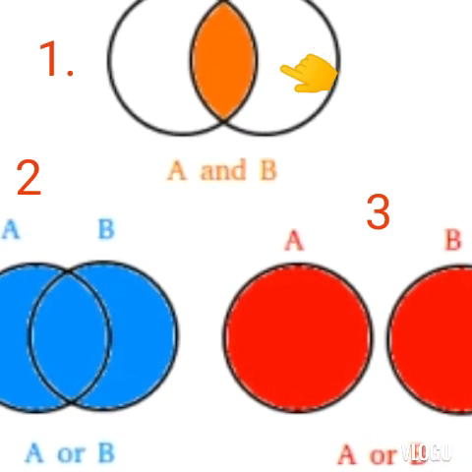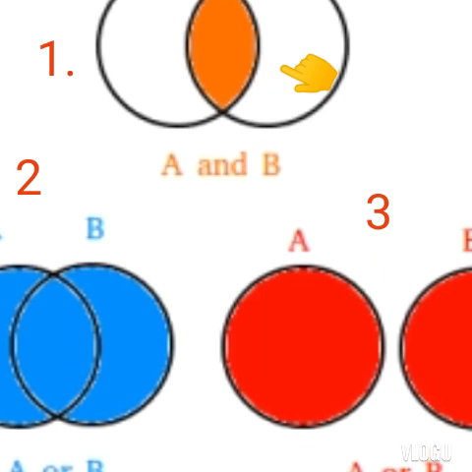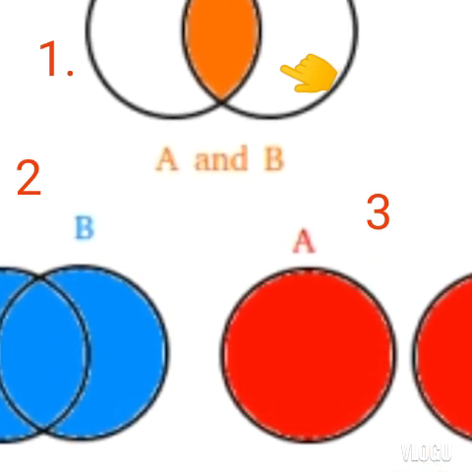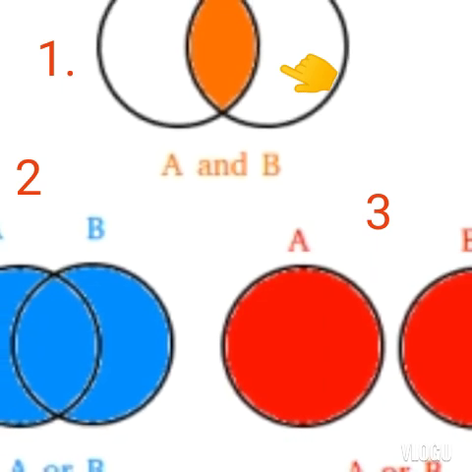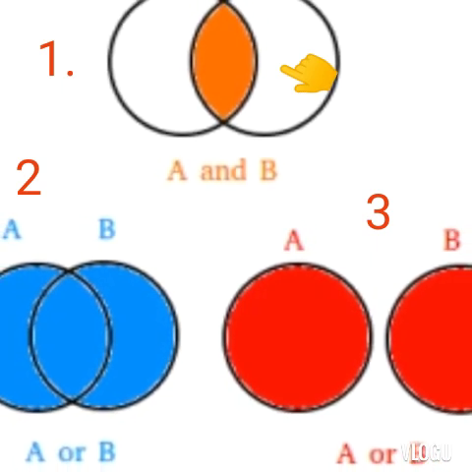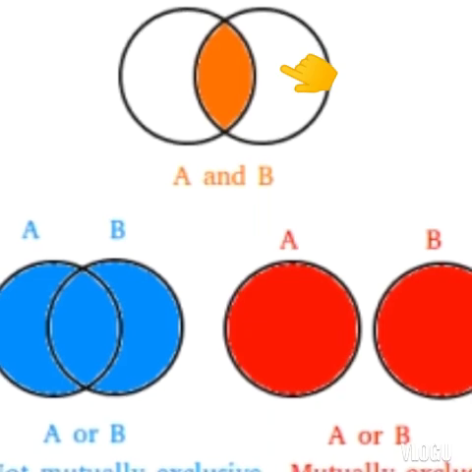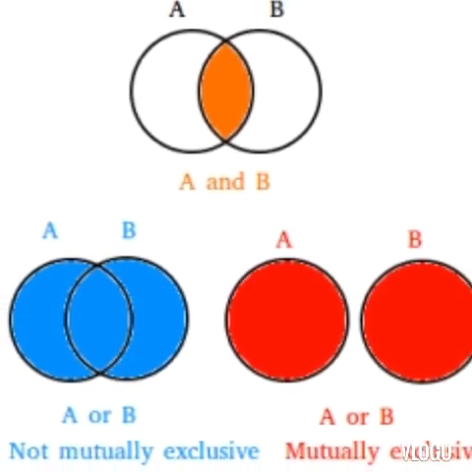The first diagram shows an event having intersection. Same with the second diagram. The third diagram shows that an event is mutually exclusive. Kindly look at our example.